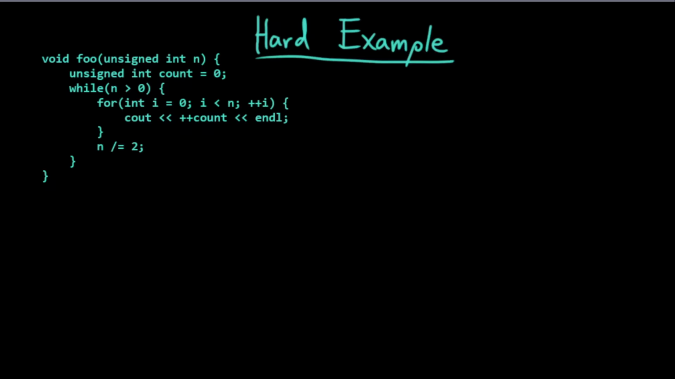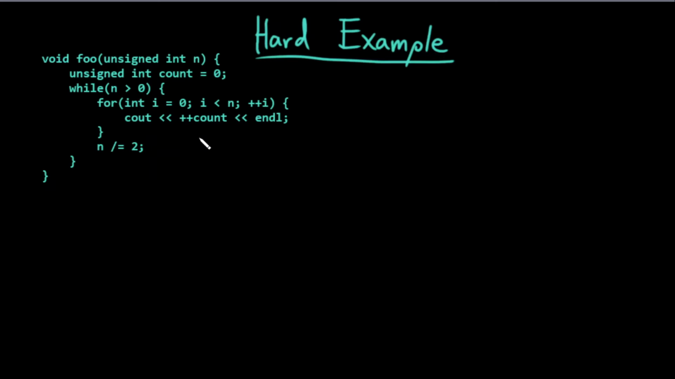Let's take a look at this harder example. Here I have some count variable that I'm initializing, and then while this input variable n is greater than 0, I'm iterating n times, printing out and incrementing my count, and then dividing n by 2.